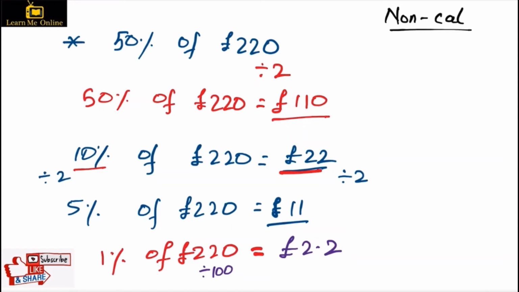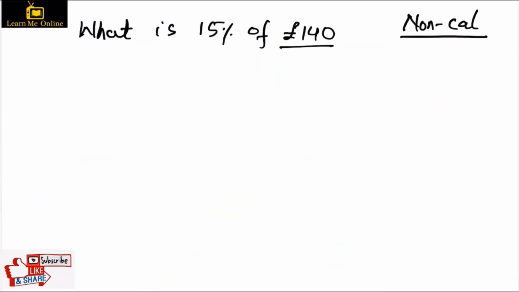Now we're going to look at some examples where we have to find out different percentages of an amount. In this example, we are finding out what is the 15% of 140. We know that 15% is a combination of a 10% and a 5%. If I add them together, that would give us 15%. That's what we are looking for.